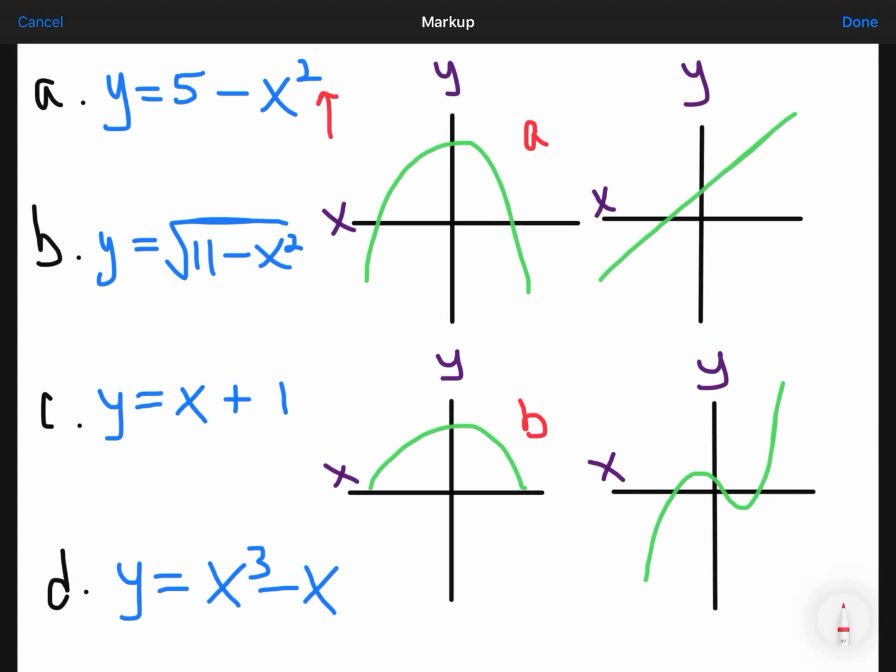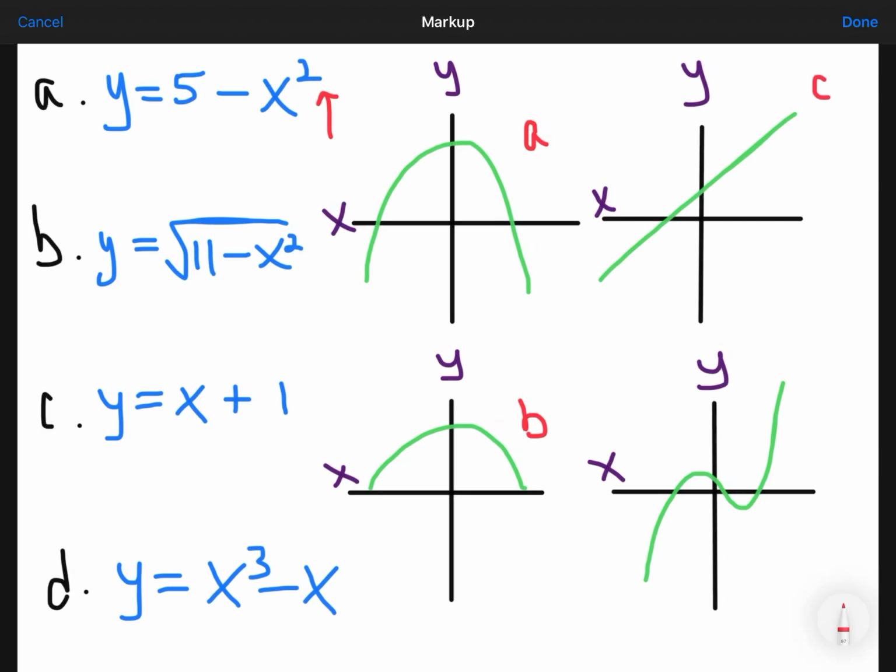So the next one is C. We have y equals x plus 1, and this is one that we learn early on. This is the simplest graph. It's just a line. Whenever we have x by itself, we have a line. So if you said it would be this top right hand corner one, that is correct.